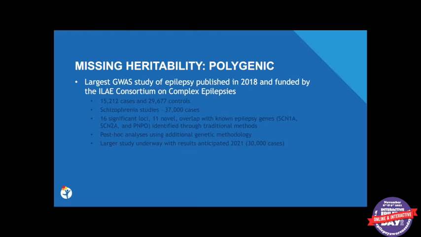They identified a number of potential areas where variation was felt to be significant, and those did overlap with some genes that we already know about in epilepsy. They did some additional analyses, but they really weren't able to get a lot of information to move the field forward. So a larger study is currently underway using about 30,000 patients with epilepsy, again looking for some of these polygenic contributors to undiagnosed causes for epilepsy. Next slide.